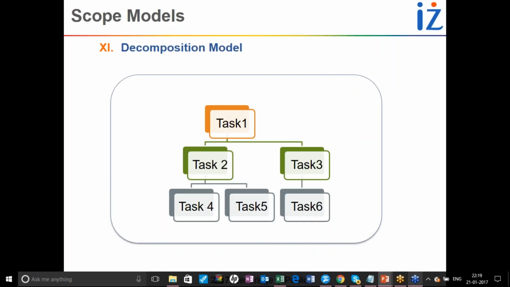Decomposition model: now you have identified the features using different scope models, and now you are hierarchically representing those features. It means task 1 is divided into task 2 and task 3, task 2 is divided into task 4 and task 5, and this is a hierarchical representation of information. So it represents the division at the top level, and this is the further analysis. It means you identify the features and you are now breaking them down hierarchically.